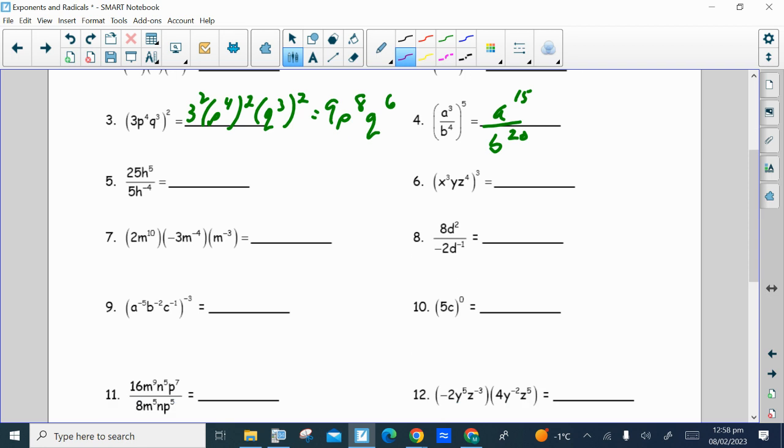Question 5. You're going to do this in two parts, starting with the coefficients. You're going to divide the coefficients. 25 divided by 5 is 5. And then when you divide the powers, when you divide the h's, you're dividing powers with the same base. The law says, what, Brooklyn?